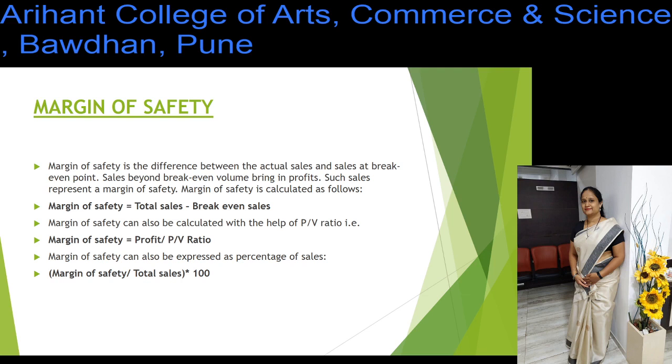It can be calculated as margin of safety is equal to total sales minus break-even sales. Margin of safety can also be calculated as profit divided by profit volume ratio, or margin of safety divided by total sales into 100. Depending upon the given information, available information, you can decide which formula you need to apply.